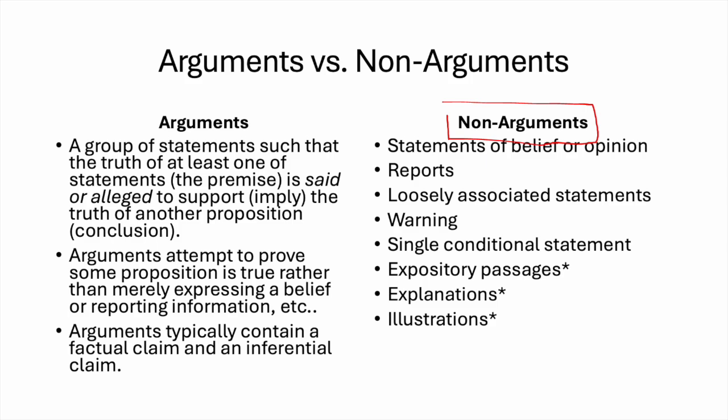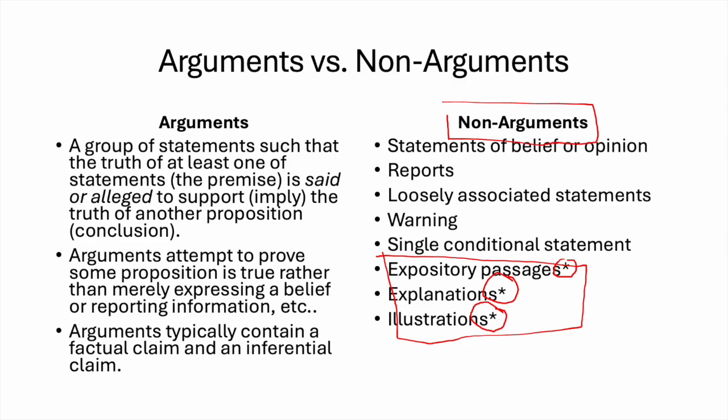And then the last 3 I list here, expository passages, explanations, and illustrations, I have asterisks by them because depending on the context, they might count as arguments. You might have, like in an explanation, an abductive argument involved in an explanation, although it might not be an argument. Again, it depends on the content and context, or an illustration where we have argument by example. So again, the last 3 here, kind of the special cases, you've got to worry about the context and the content of those in order to distinguish whether they are arguments or non-arguments.